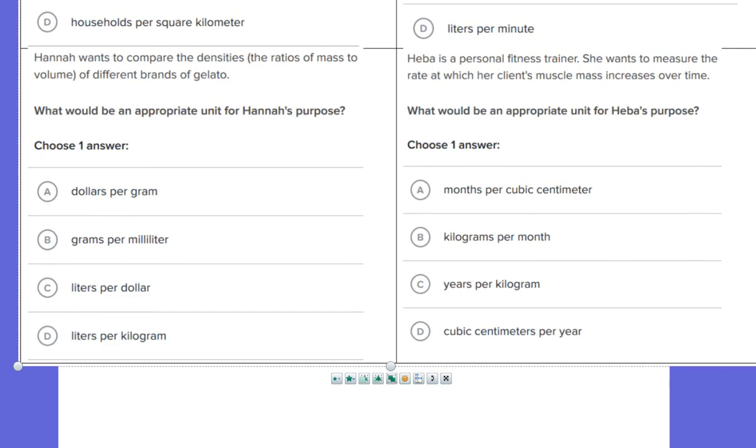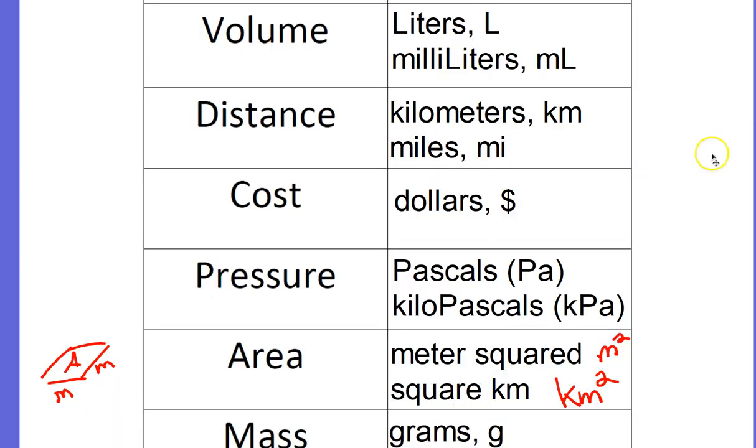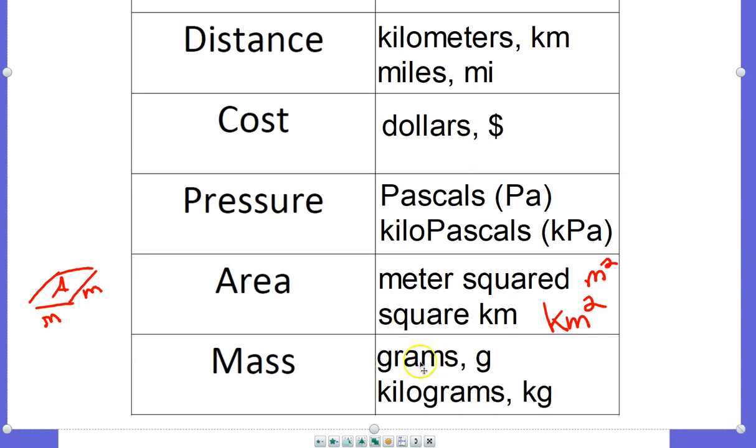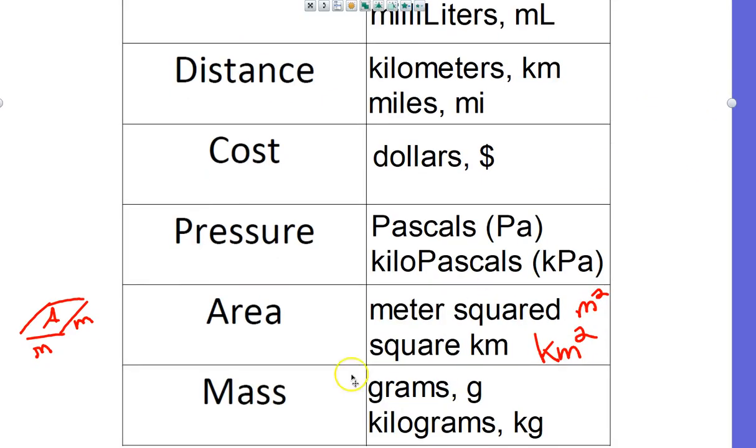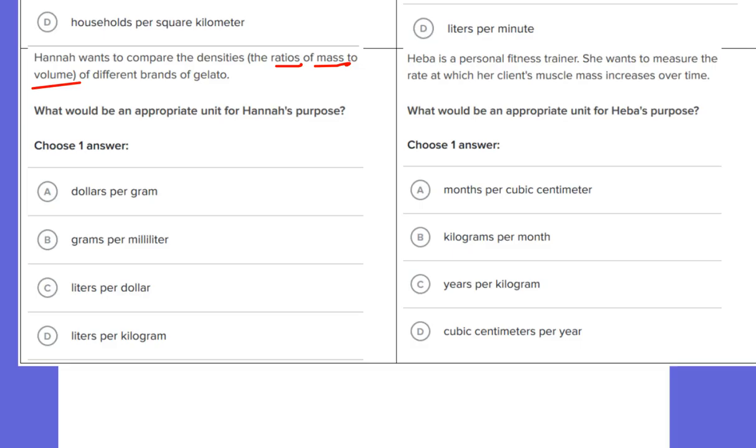Hannah wants to compare the densities, which is the ratio. Ratio is divide, mass and volume. I've already forgotten what mass was. Mass, let's see, mass is grams or kilograms, and volume is liters. So I want a mass and I want a volume. So mass per volume is a gram per liter, or something like that. So gram per milliliter, that's it.